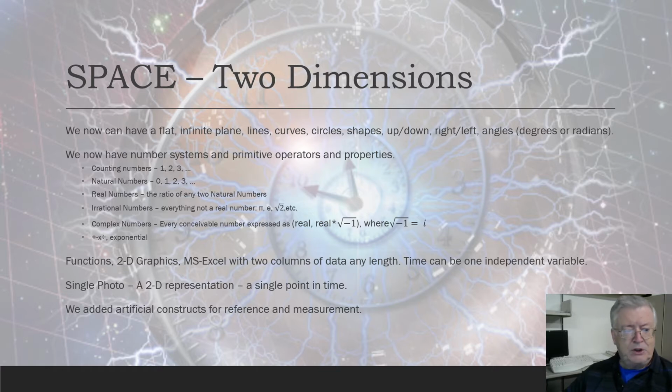And then just like 1 dimension, we've added artificial constructs for reference and measurement. So you often see the 2 axes, x and y, they cross at 0, the origin. That's a reference point.